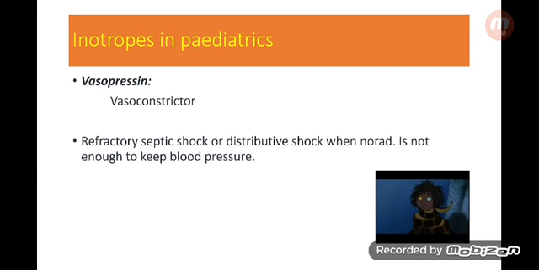Vasopressin is, well, a more potent squeezer in comparison to noradrenaline. We only use it currently, although I don't think there's any evidence base against using it earlier, but we only use it in refractory septic shock or distributive shock when noradrenaline is not keeping enough blood pressure and not supporting the blood pressure properly. Having said that, again, be careful in using it against a struggling heart.